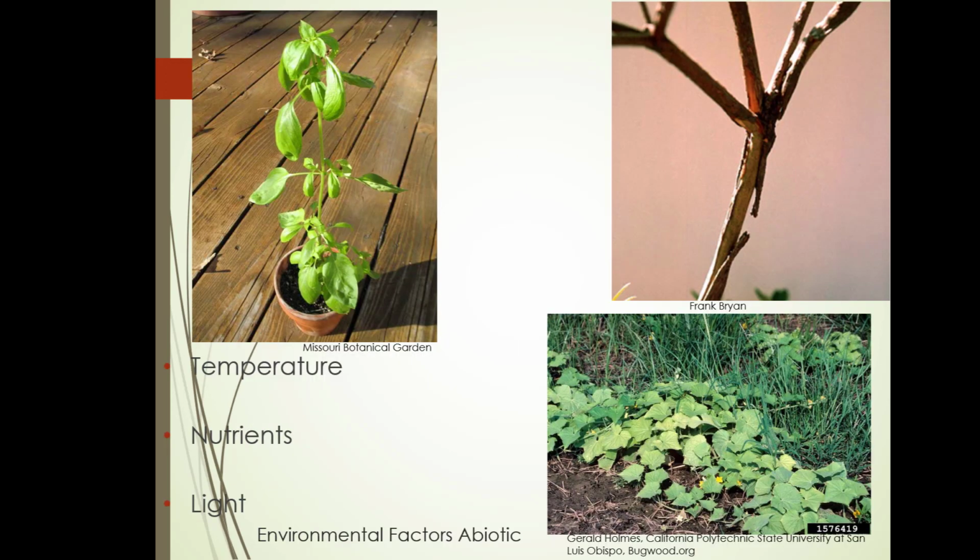And here are some more abiotic stresses. On the left here, we've got basil that's not getting enough light. On the upper right corner, we've got bark splitting on an azalea from freeze, and on the bottom right, you've got a deficiency of nitrogen on cucumbers.